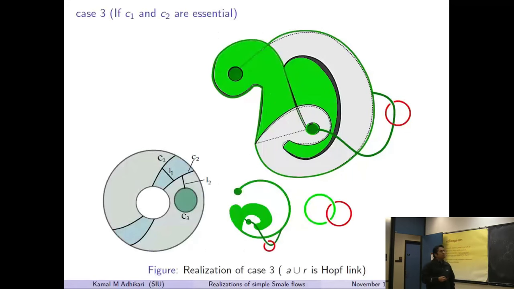Similarly, if we have two essential curves, we are going to get again a Hopf link. In this case, the attractor passes through this hole, this annulus, and this big annulus. So this is the attractor which comes here and then goes inside from here, passes inside and goes through this line, and comes out of this. This annulus will be essential, this will be essential, but this is inessential. We still get a Hopf link.